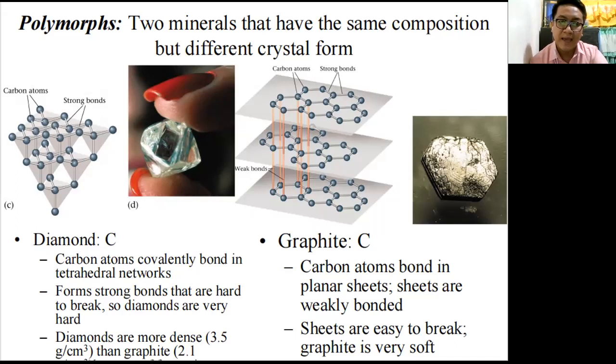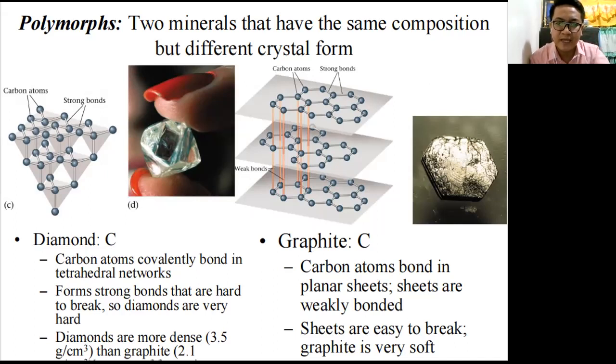For example, diamond and graphite. So mapapansin po natin doon sa diamond, carbon atoms covalently bonded in a tetrahedral network. So magkaiba ang network ni diamond sa network ni graphite. So mapapansin po natin na yung diamond, mas clear siya, mas medyo glass appearance siya compared to graphite.